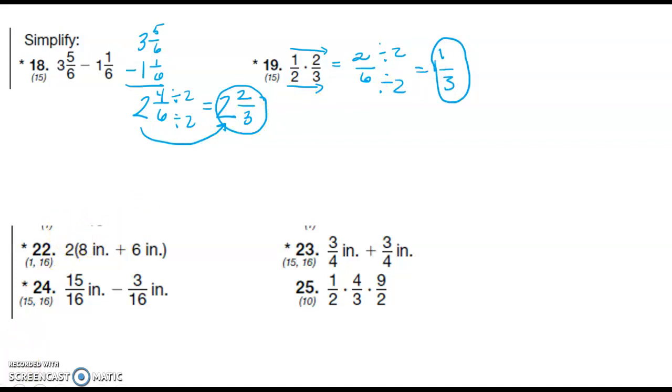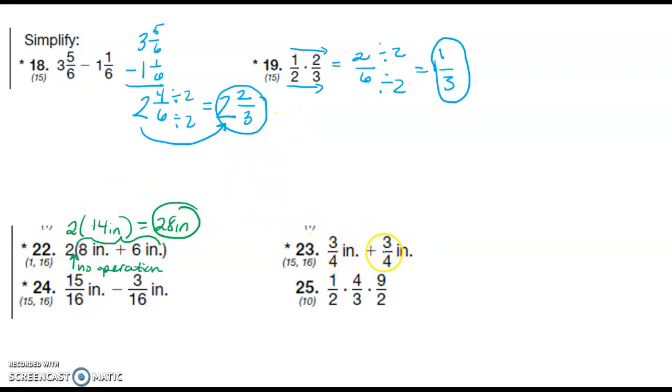All right, here we go. Let me change colors. So we're going to do what's in the parentheses first on 22. So I have 2 times 8 inches plus 6 inches is 14 inches. And then 2 times 14, and I know this is times because there's no operation. There's no addition, subtraction, that's times. So this is 28 inches.